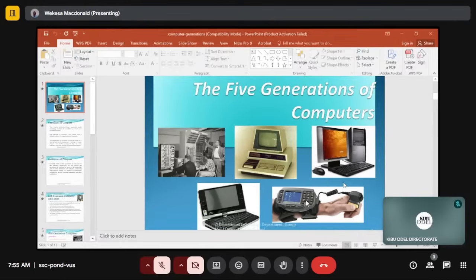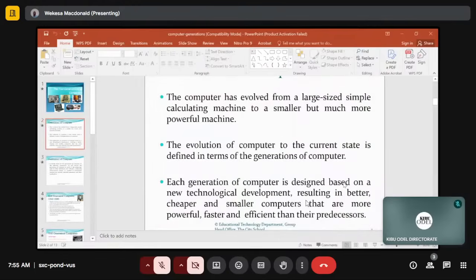Computers have evolved from large size to simple calculating machines. Now we have very smart watches that you can browse on, very small and yet powerful. So the first generations, you see, they were very large. Now we have very simple, smart machines that are more powerful.